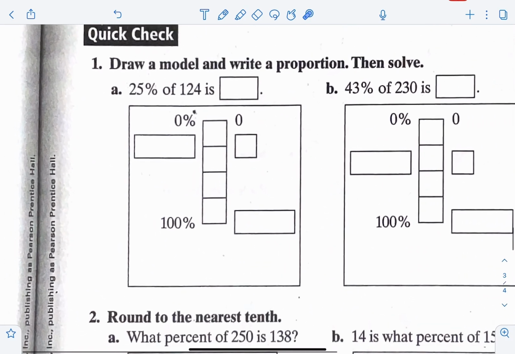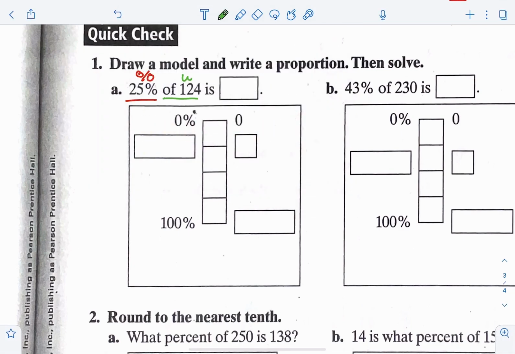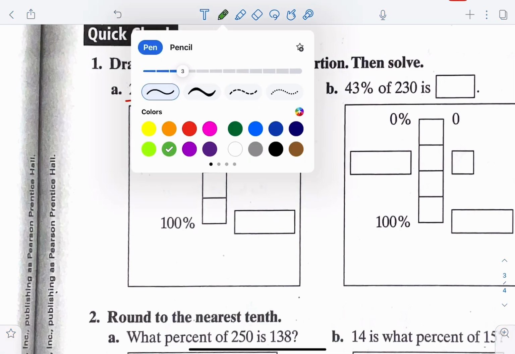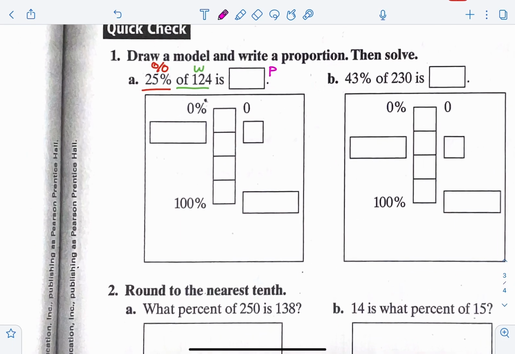Let's do A together. So we're looking for 25%. So this is our percent of 124. So of 124 means that's our whole. And that means that we don't know our part. So to set this up, we're going to solve it and then we're going to fill in this model afterwards. So let's set it up to solve it first. First fraction is percent over 100. So we're going to say 25 over 100 equals. Then we have part over whole. We don't know our part, so we put an x over whole, which is 124.